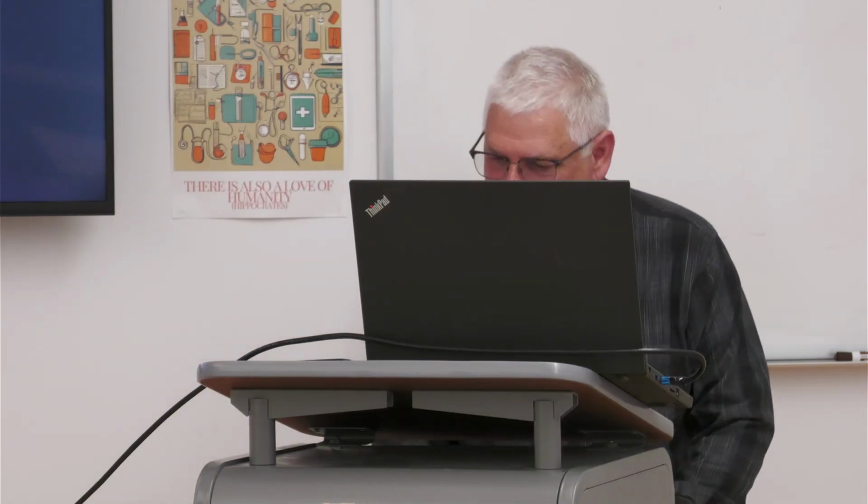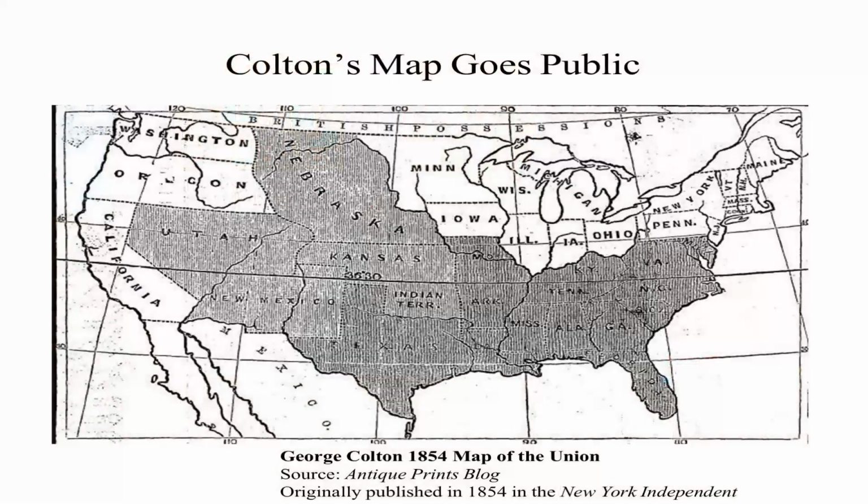Now, Colton's map that was used at the Broadway Tabernacle does not exist anymore. No one really knows what happened to it, but we could have built what it looked like. Colton immediately adapted his map for publication, and it appeared in various forms in northern newspapers across the country. Here's a version that was published in 1854 for the New York Independent.